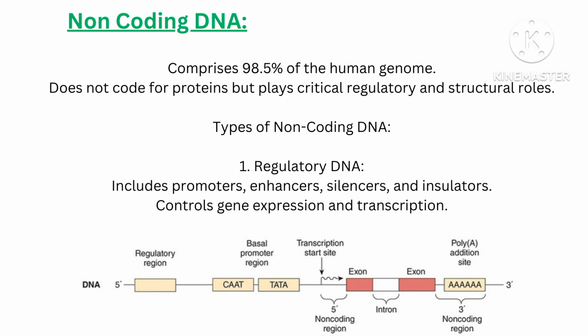Non-coding DNA comprises 98.5% of the human genome. It does not code for proteins but plays critical regulatory and structural roles. Types of non-coding DNA. 1. Regulatory DNA includes promoters, enhancers, silencers, and insulators. It controls gene expression and transcription.